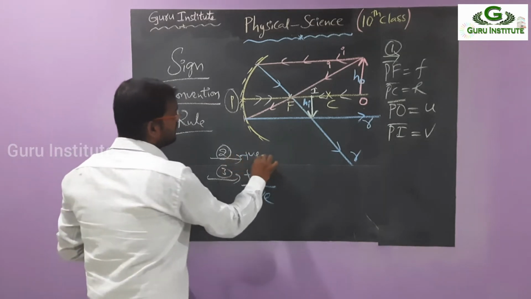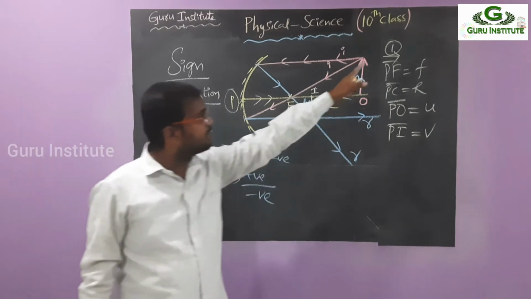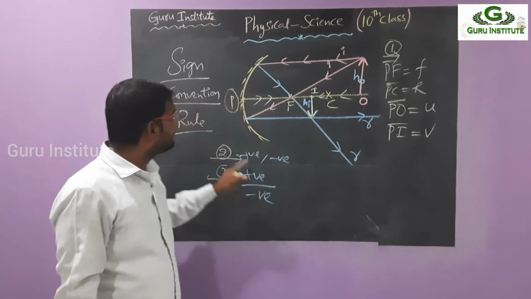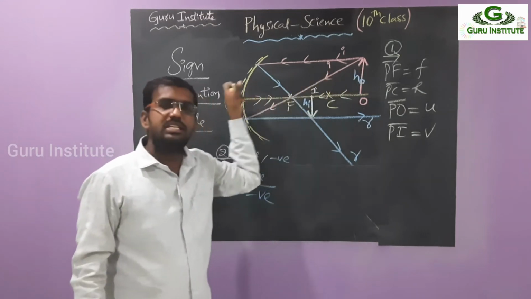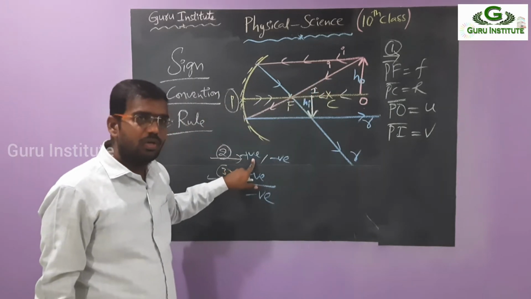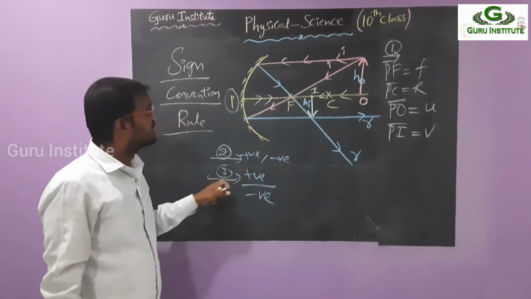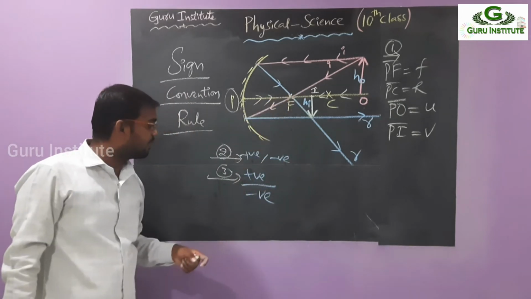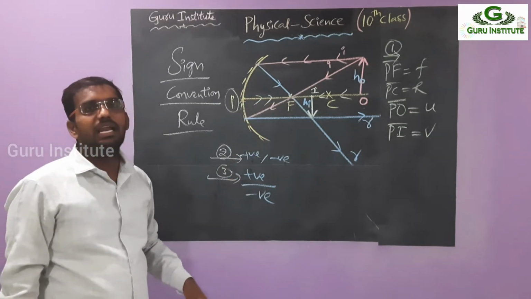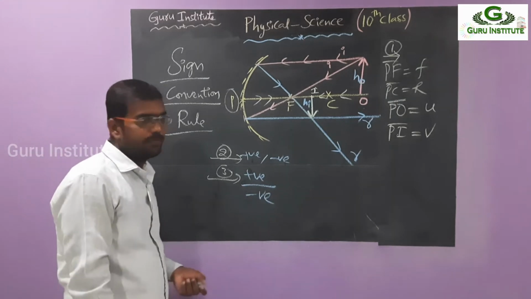Here also positive is there, negative is there. Let's see. All should be measured from the pole only: PF, PC, PO, PI, and all are in the direction of incident rays only. If they are along the incident ray direction, that is positive. If they are opposite to the incident ray direction, they are negative. Next, coming to the heights of the objects and images formed: above the principal axis, they should be positive; below the principal axis, they are negative. This is known as the sign convention rule. Only three rules.